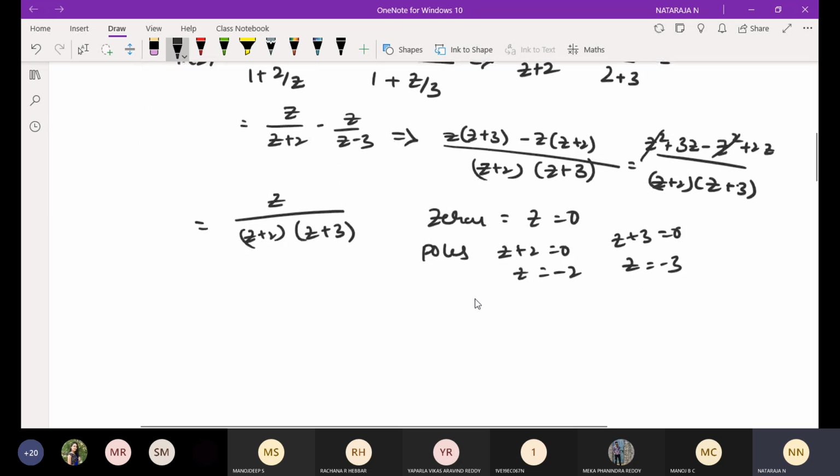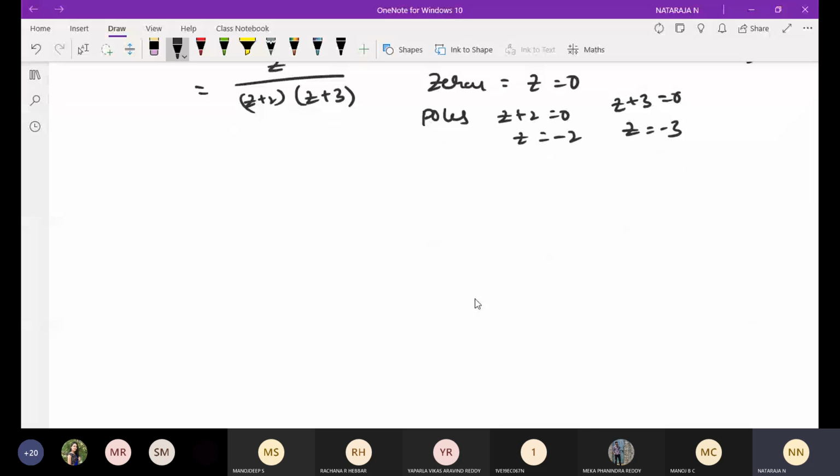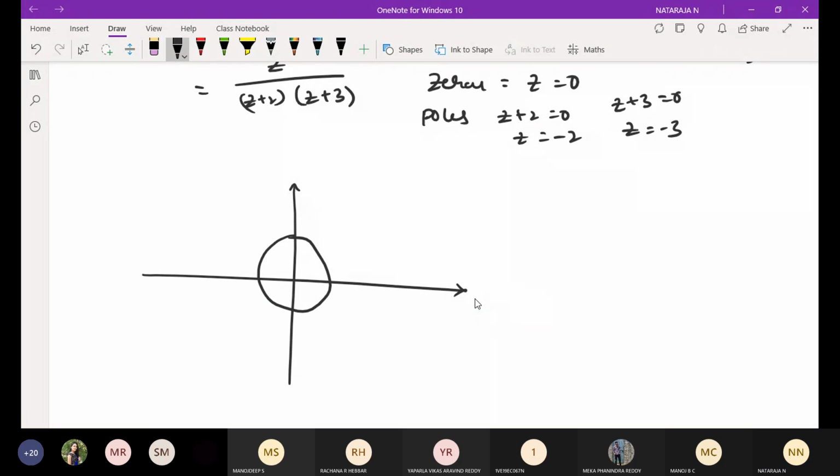These are the poles. Now I am going to sketch the ROC. It will vary from 2 to 3. We clearly know that my ROC, that is magnitude of z, will vary from 2 to 3. This is my circle of radius 2, this is my circle of radius 3, and this is 2, this is 3. In between that I am going to get the ROC.